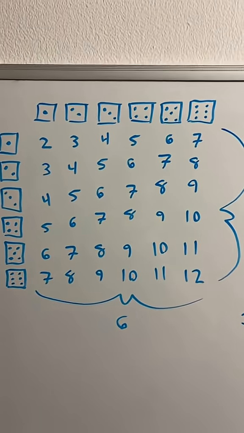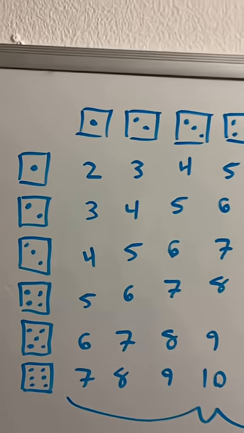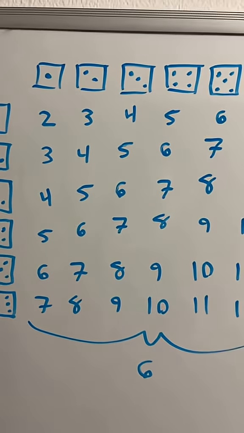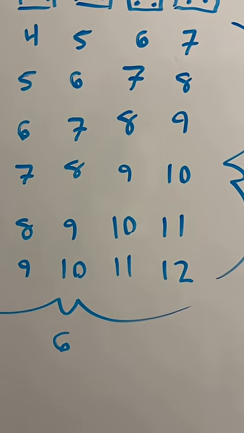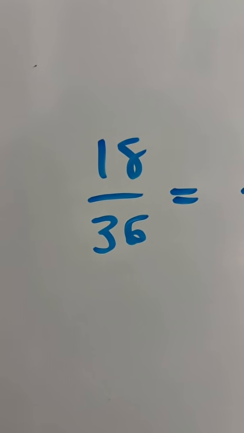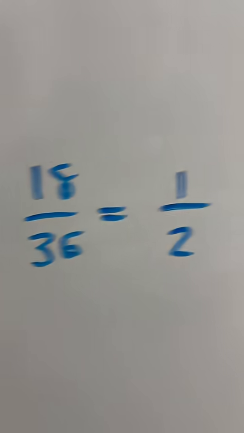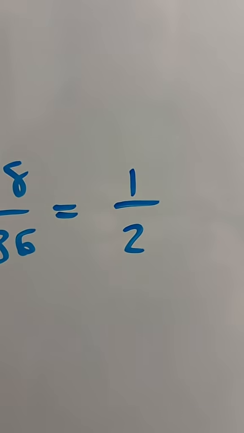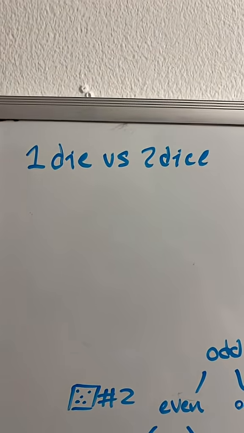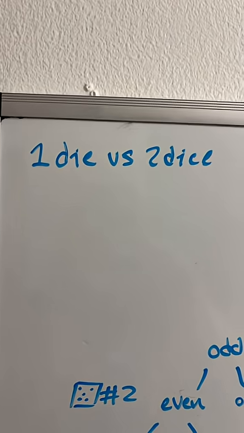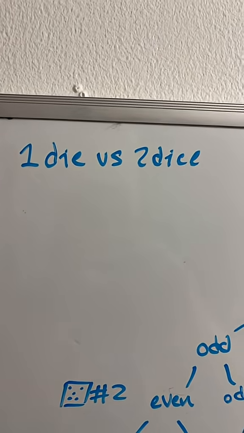So let's look at the chance of rolling an odd number. 2 3s plus 4 5s plus 6 7s plus 4 9s plus 2 11s. So we have 18 odd outcomes out of the possible 36, which gives us a 50-50 chance. So to settle the argument in the comments, 1 die versus 2 dice doesn't matter. You'll have a 50-50 chance to roll an odd number either way.